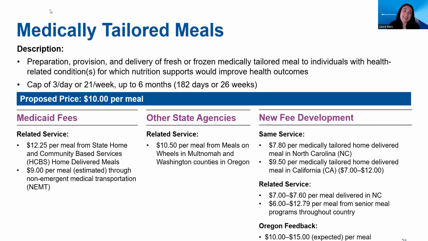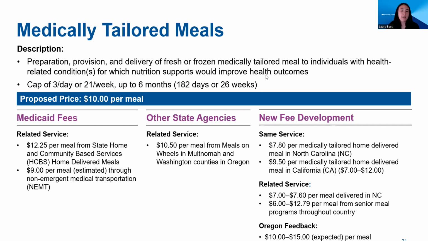Here's the medically tailored meal slide, which I mentioned. So as Julie shared, these are meals designed to meet the needs of individuals with health-related conditions for which nutrition supports would improve health outcomes. As I mentioned, we're proposing $10 per meal for this service. We talked about the instances where Oregon Medicaid is already paying for meals through HCBS and NEMT. But again, these services are not exactly the same, given that they're provided to different people or in different circumstances, but that $9 to $12.25 range per meal provides some guidance.